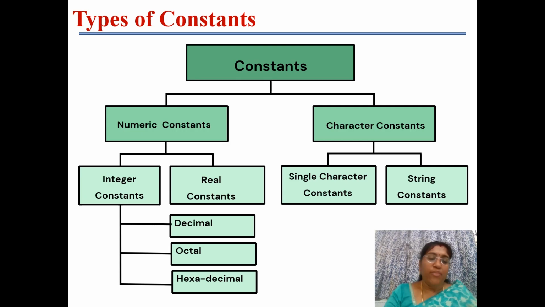Constants are of two types: numeric constants and character constants. Numeric constants are further classified as integer constants and real constants. Integer constants store whole numbers, and real constants store decimal values. Integer constants are further divided into decimal, octal, and hexadecimal. Character constants store character values, which are either single character constants or string constants.